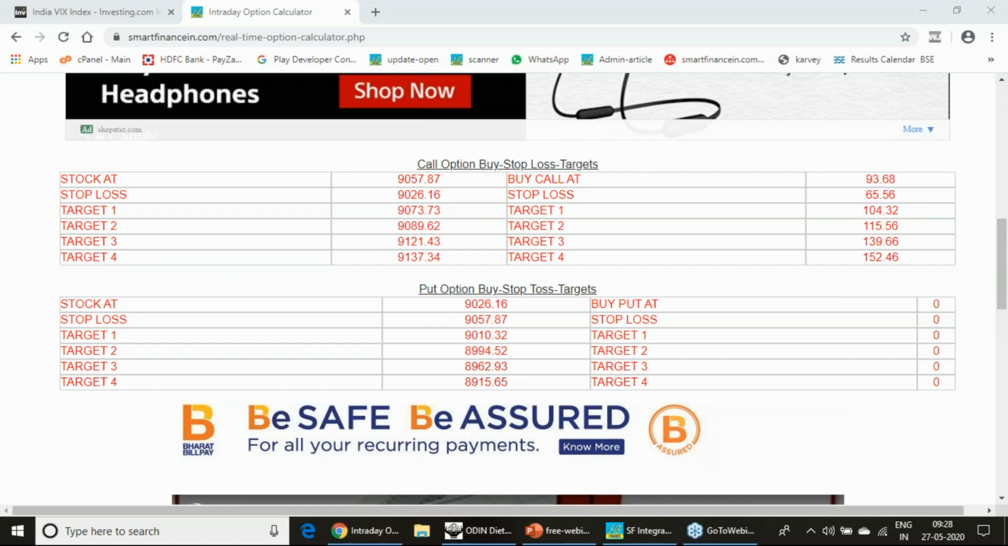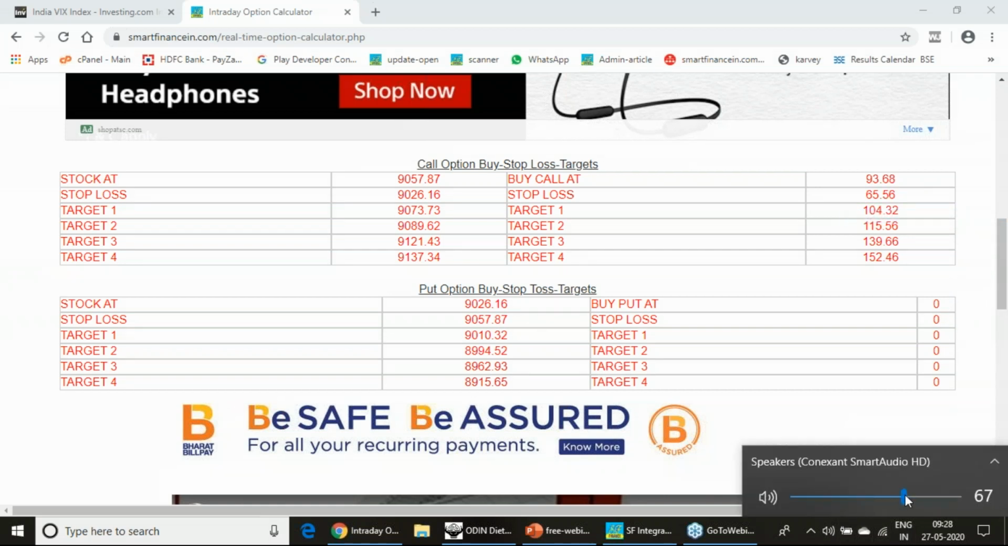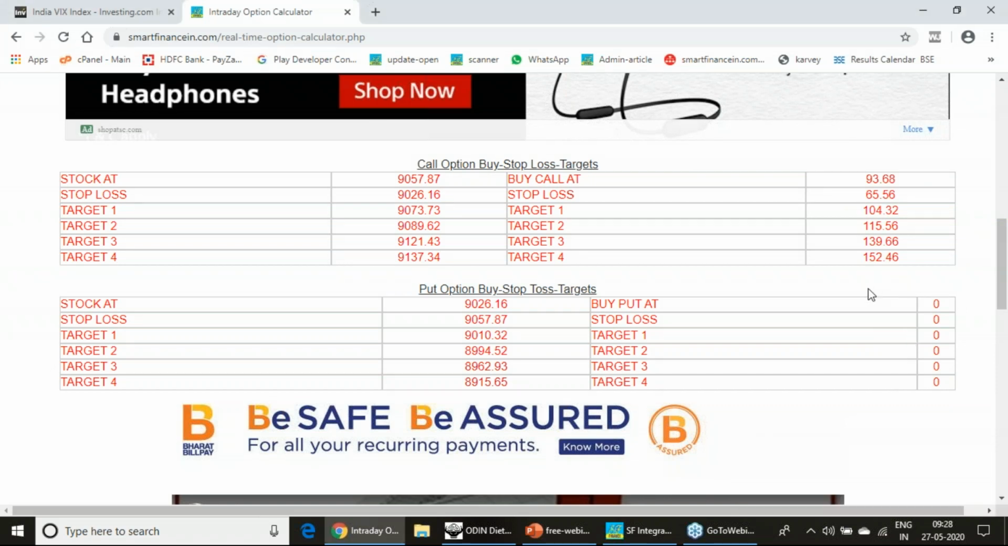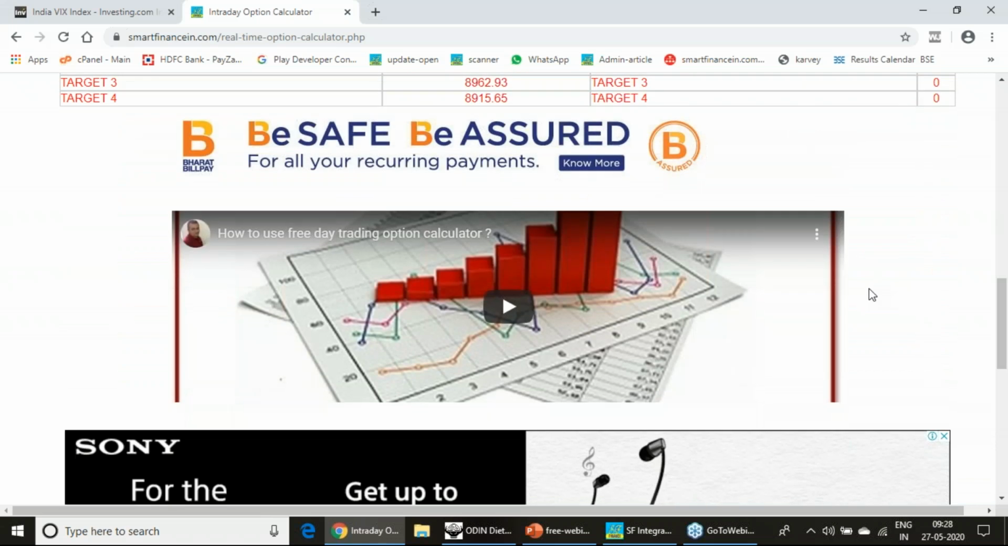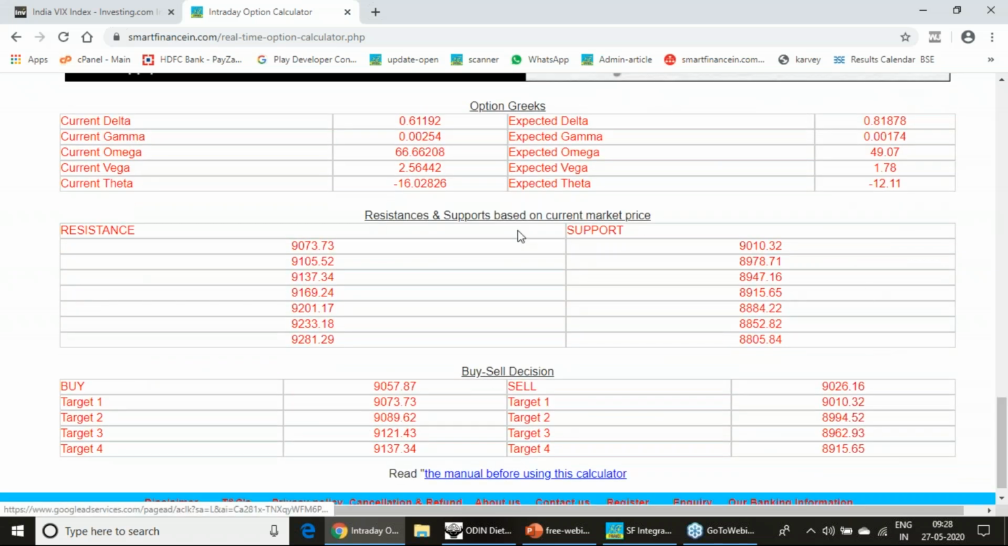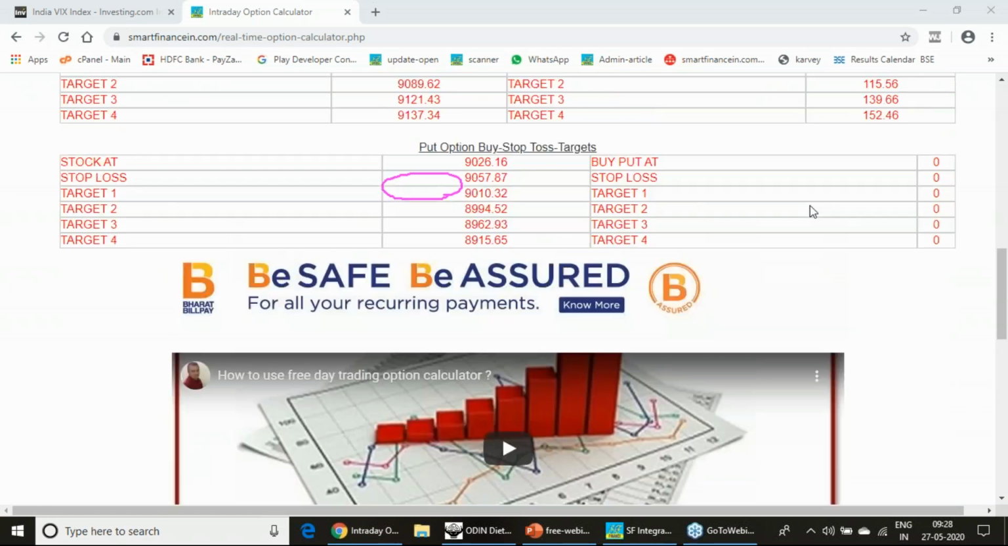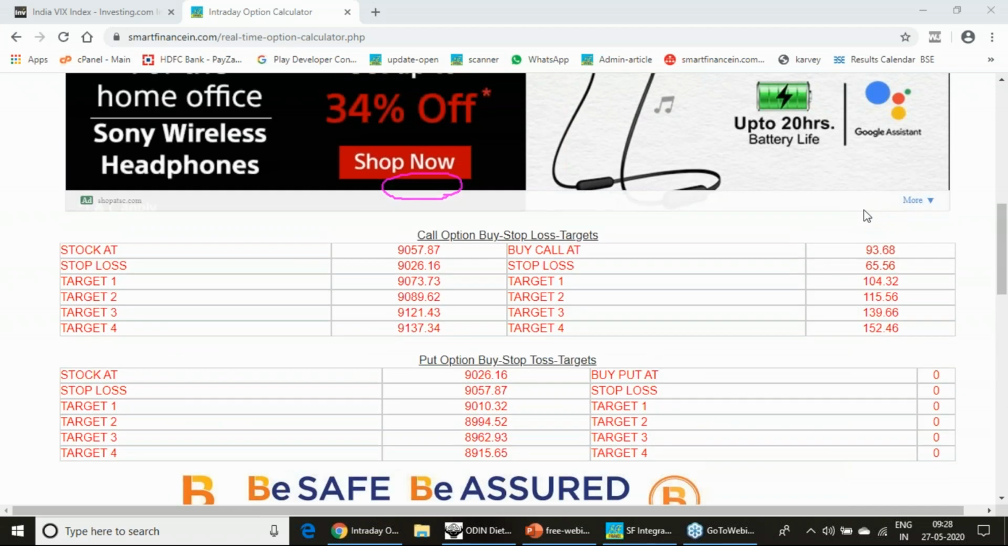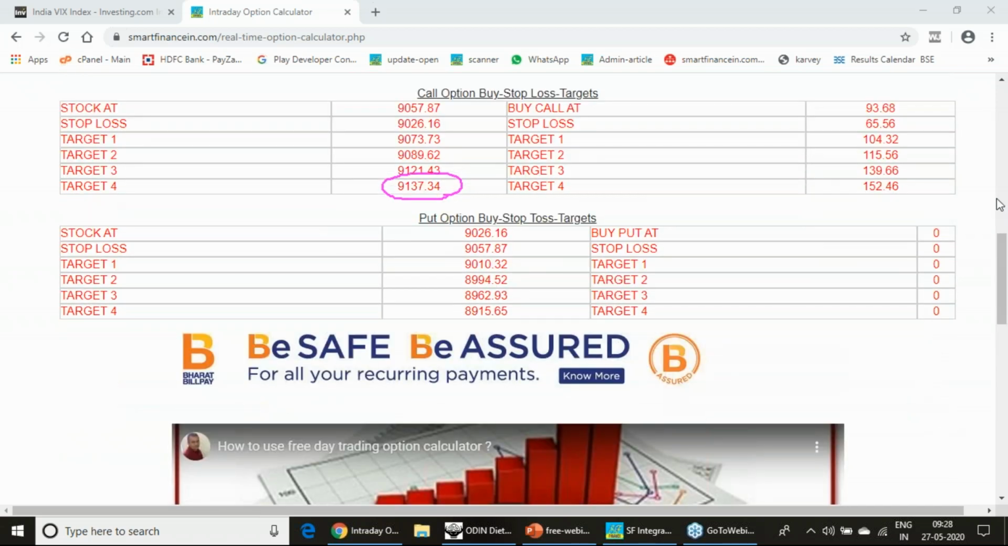Again, I just want to repeat: here we have already factored in the theta. But to make you understand what theta is, very carefully look into this part. 16 rupees is the theta. What does it mean? By day end, 16 rupees of time value is going to be reduced from your premium.